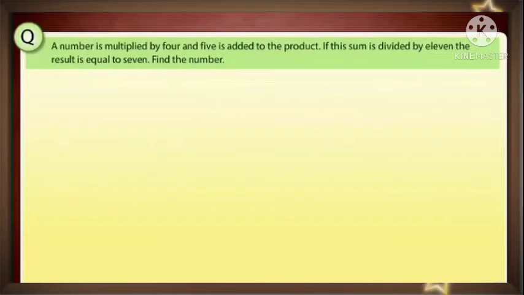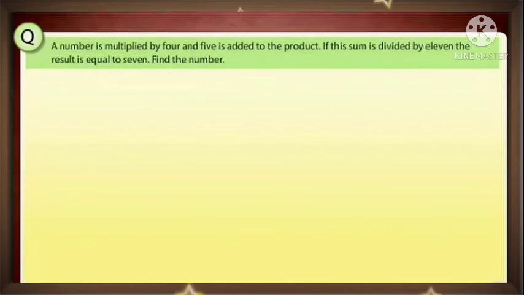A number is multiplied by 4 and 5 is added to the product. If this sum is divided by 11, the result is equal to 7. Find the number. The first step is to read the problem carefully and figure out what it is asking you to find. Here, we have to find a number that satisfies the conditions outlined in the problem.